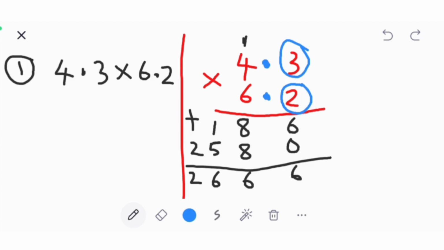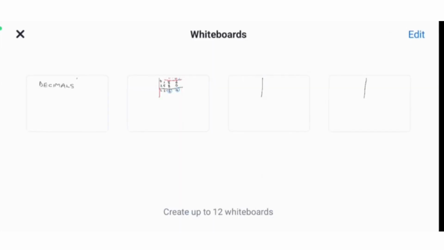I circled 2 digits. So, you will go to the answer, starting from the right, count 2 digits. 1, 2. Then you put the decimal point. So it means that the answer is 26.66. It's as simple as ABC. Let's look at the next question.